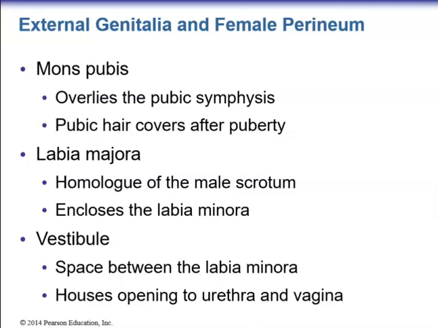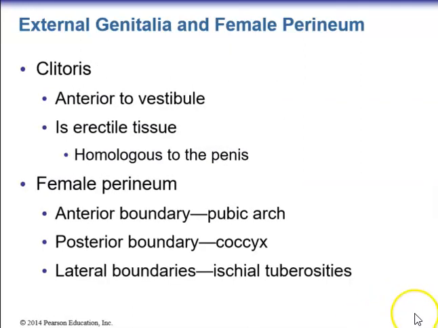Now the vestibule is the space between the labia minora, which houses the openings to the urethra and the vagina. The next structure is the clitoris. The clitoris is anterior to the vestibule. It is an erectile tissue, and the homolog to the clitoris is the male penis.